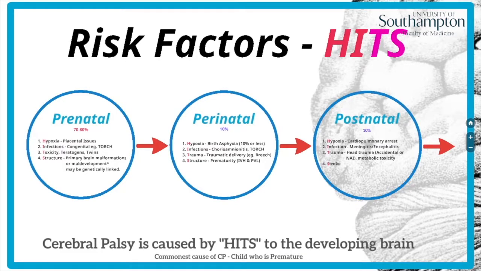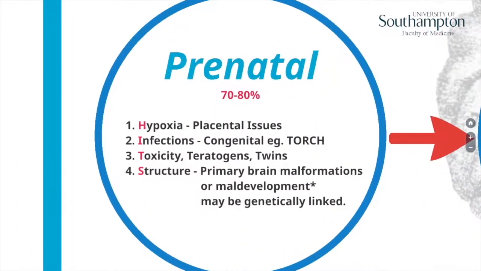Let's move on to the risk factors for cerebral palsy. One good way to remember them is by using the mnemonic HITS. And you'll see as we go through the three different phases where these risk factors come about. So let's start with the most important phase, the prenatal phase, where 70 to 80% of the risk factors lie.